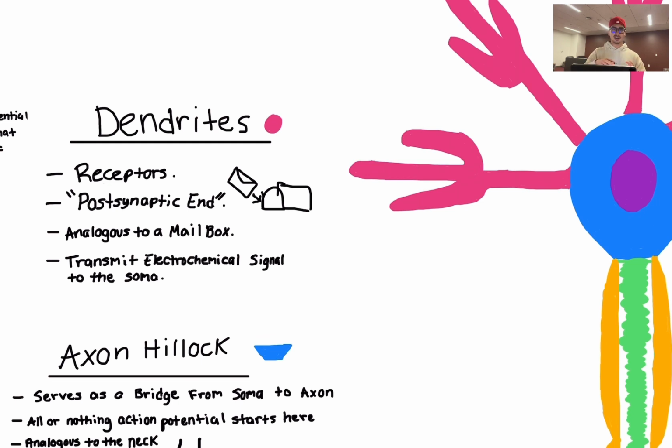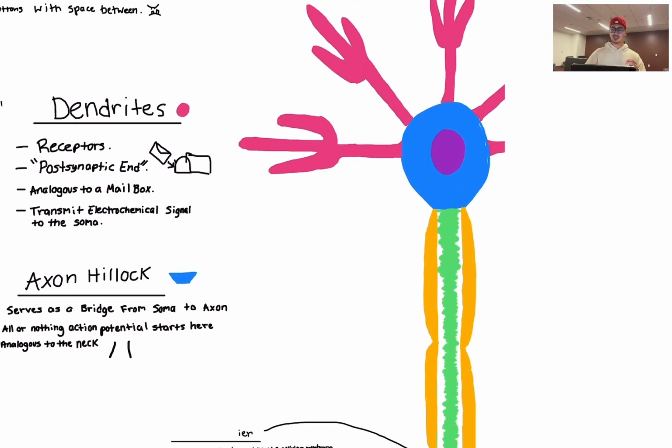So it transmits electrochemical signal then to the soma. So let's talk a little bit about what's going on here. Basically what happens is these dendrites are going to take in that electrochemical signal. Like I said, if it's excitatory, it's then going to make its way to the soma. It's going to have to be strong, and it's going to have to come in at different angles in order for it to make its way to the soma.